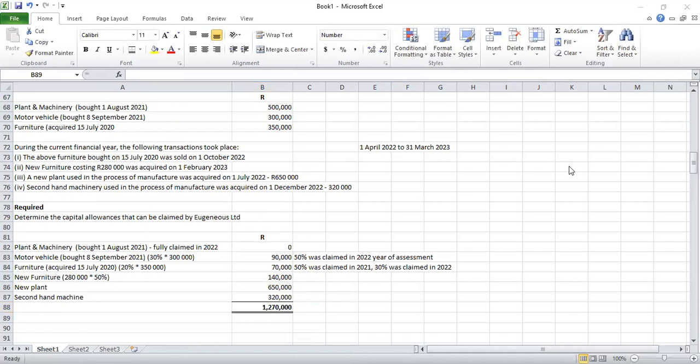No, furniture is not used in the process of manufacture, Roshan. It's not plant and machinery. The 100% is only for plant and machinery. But furniture is not used in the process of manufacture. That's why it's 50-30-20. So we only claim 50%.